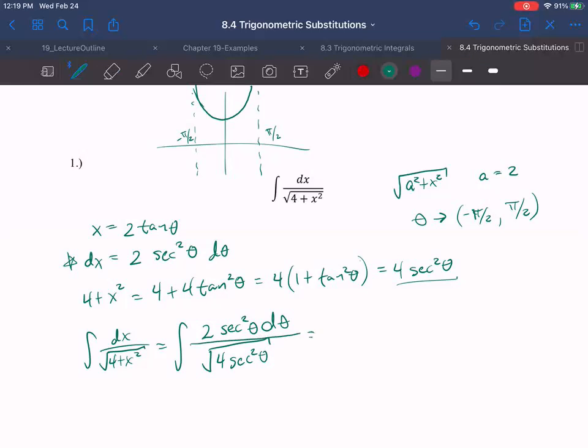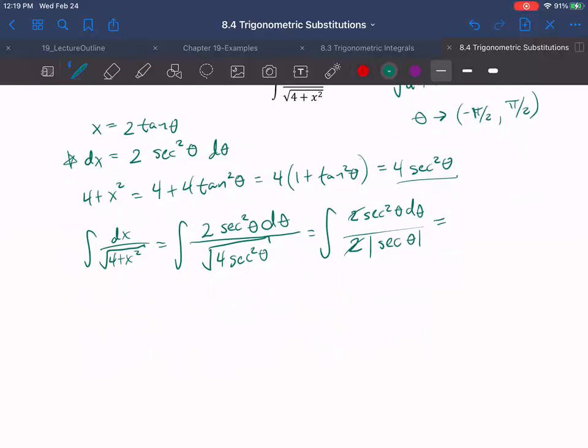Okay? And then this will just equal, we have the square root of 4 in the bottom, so that's the integral of 2 secant squared theta d theta over 2 times secant theta. I even put the absolute values there this time. The 2's will cancel. And now we remember we restricted our theta to just positive ones.